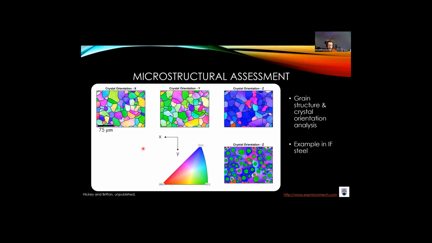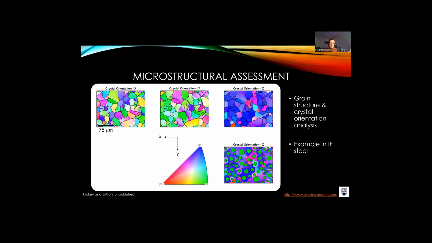This is just a nice example from Jim Hickey's work, but it really just shows us some simple bits of the technique. This is a rolled interstitial free steel, and this particular microstructure condition gives us a strong texture, where we see the 111 crystal axis is pointing out of the page. We can represent it with the little cubes, or we can represent it in color maps, the inverse pole figure maps.